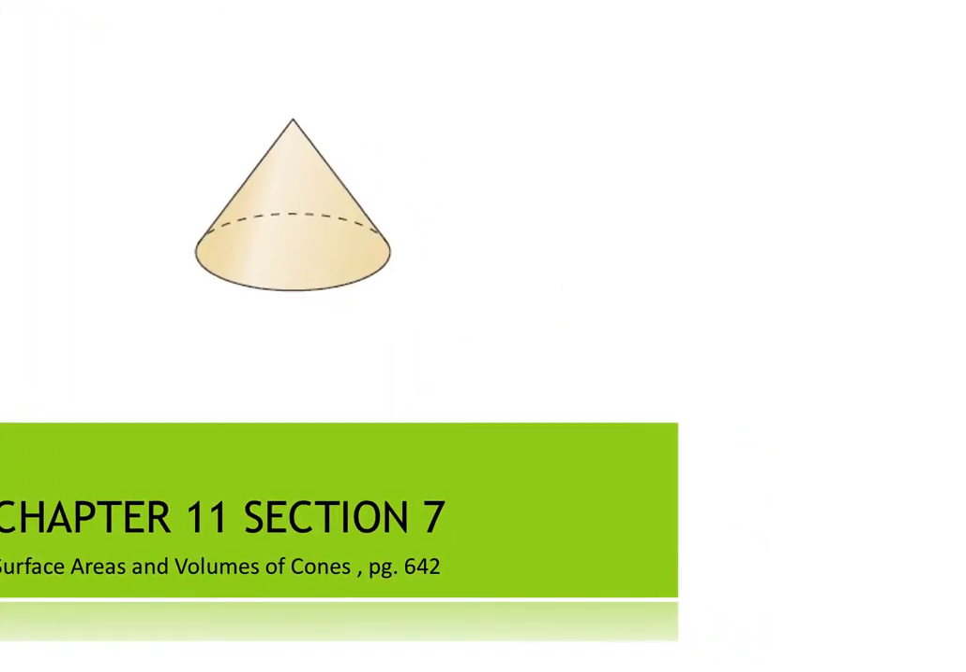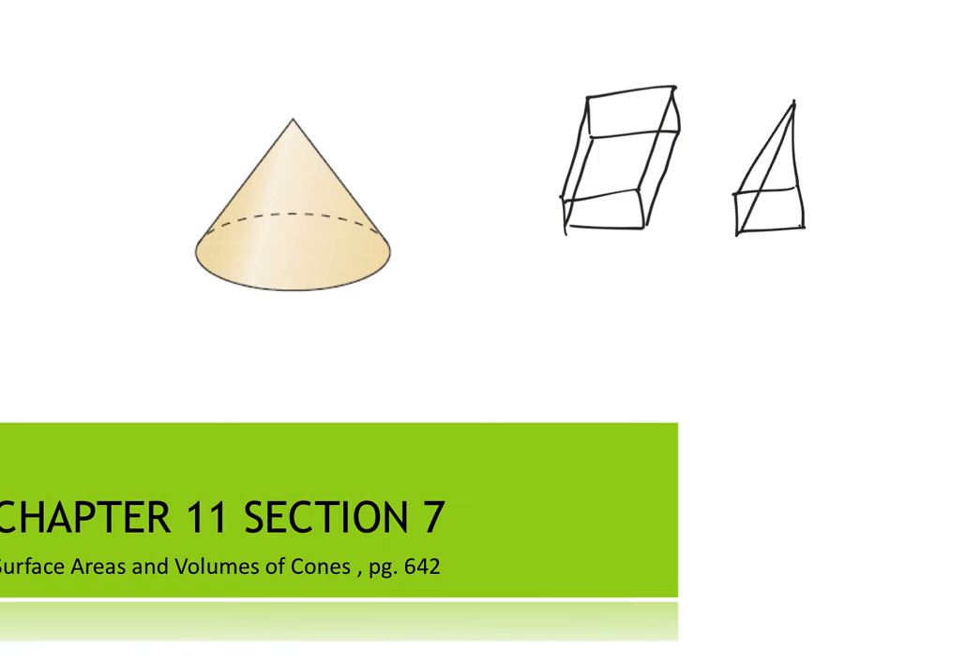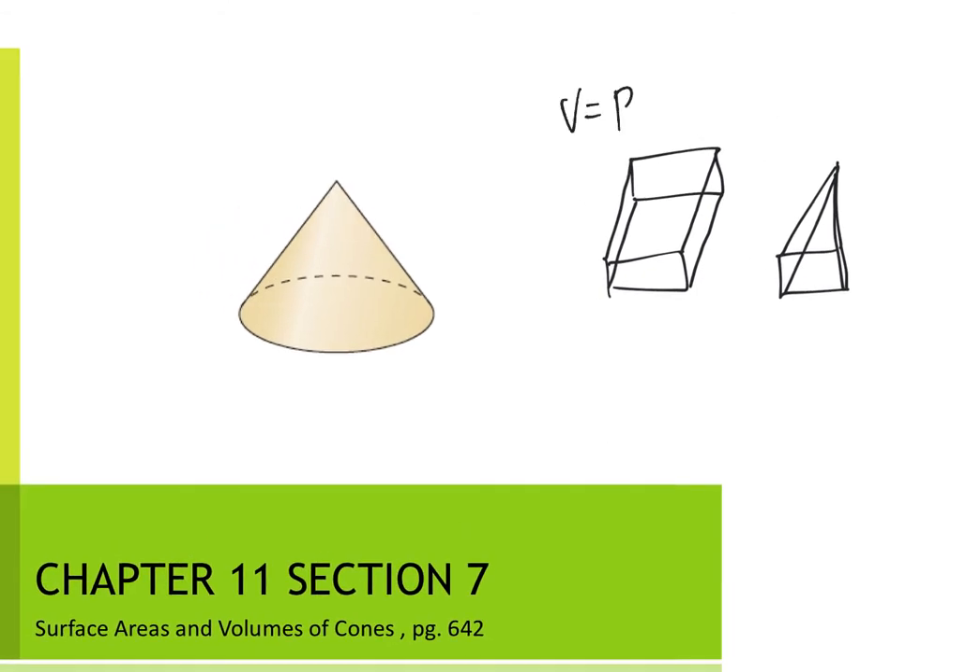Yesterday, we were like, okay, prisms, right? I want you to draw this out with me. Prisms had a very similar formula to a pyramid, except what was the only difference, guys? The volume of a prism was base times height, the area of the base times the height. The volume of a pyramid was what? 1/3, the exact same formula, the base times the height.